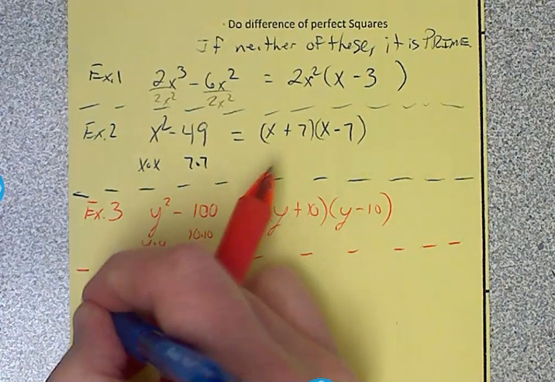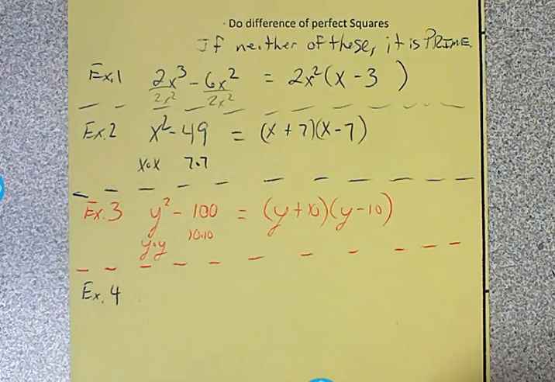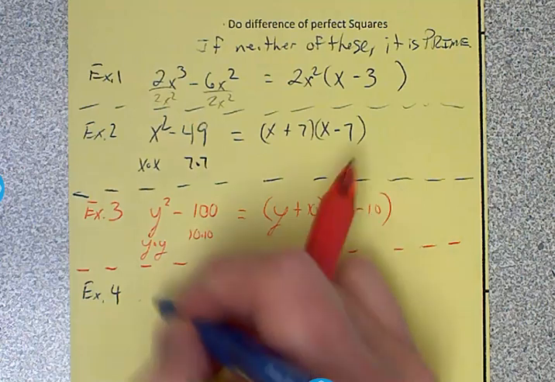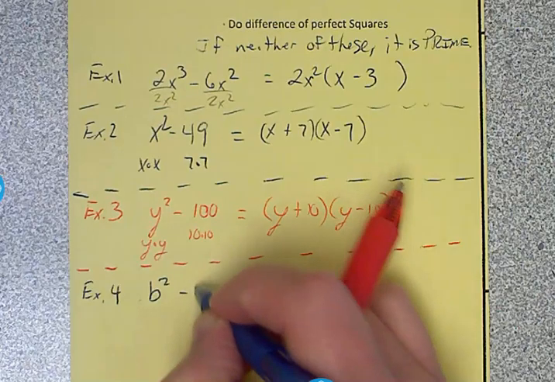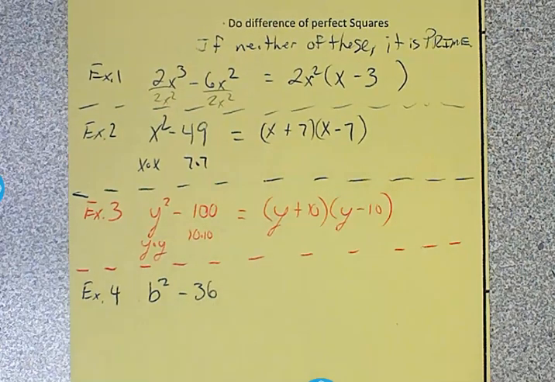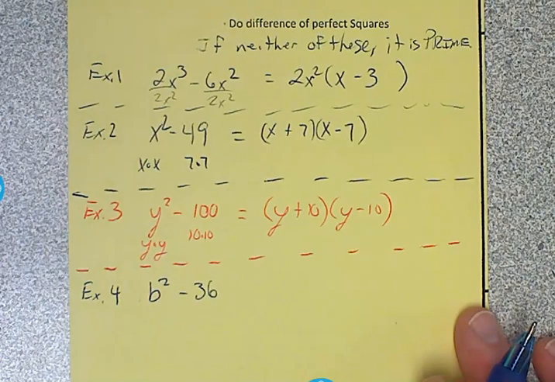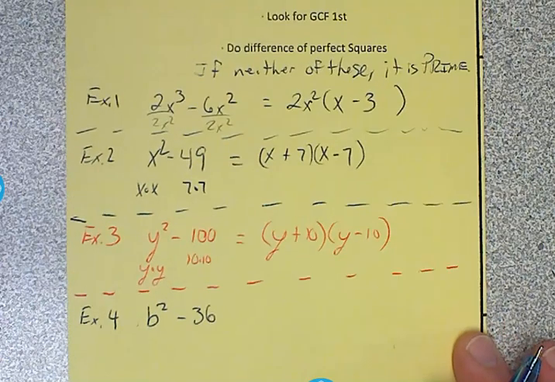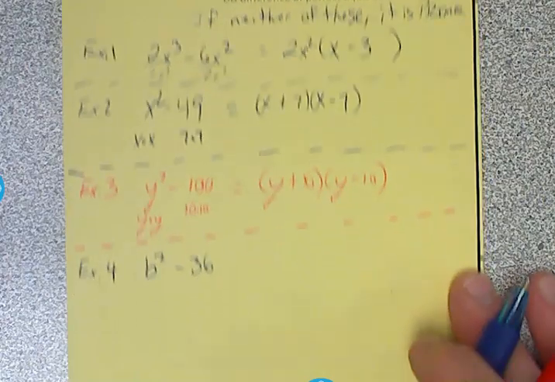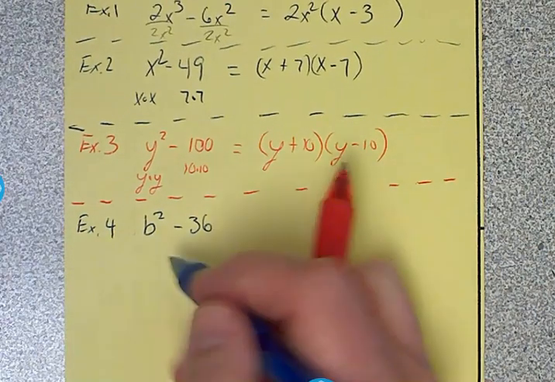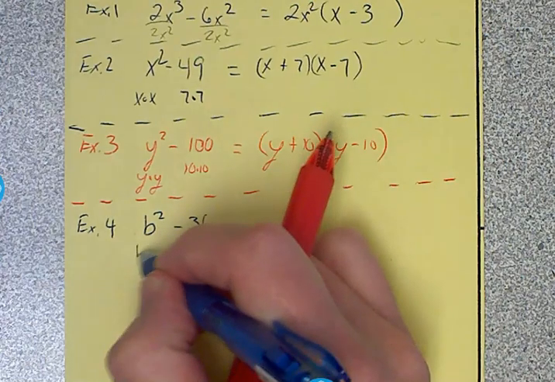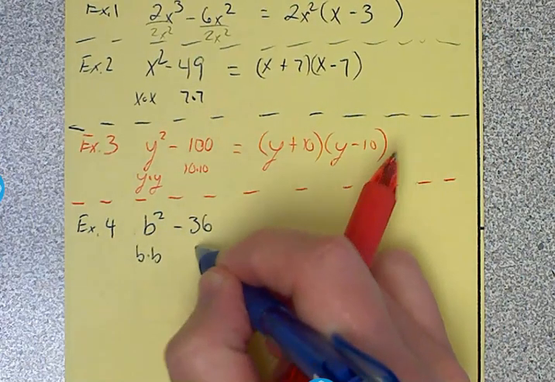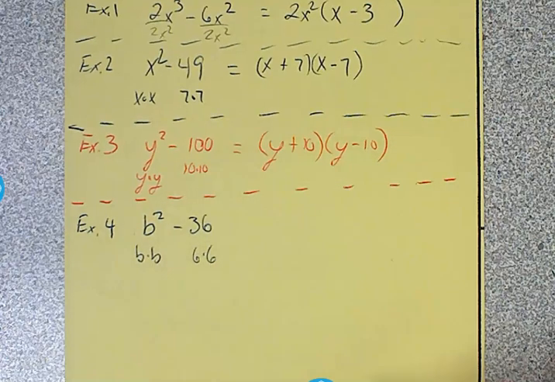All right, let's throw a couple more at you. Let's do b squared minus 36. So again, you're looking for a greatest common factor. Doesn't have anything because this one's got just b squared and this one's 36. So there's no letters, no numbers they have in common. So again, b squared is b times b. 36 is 6 times 6.